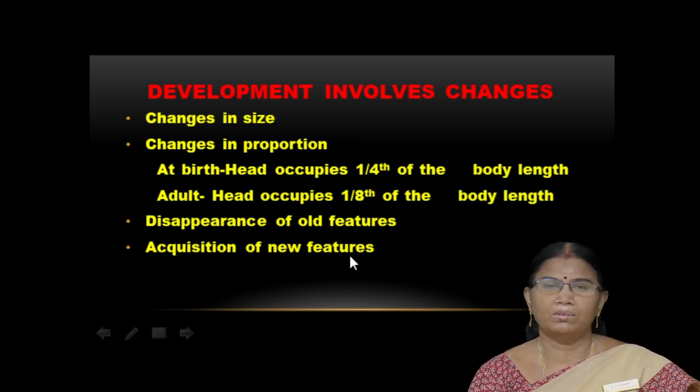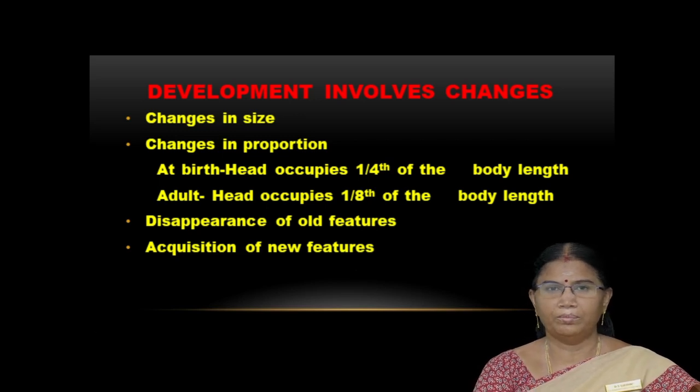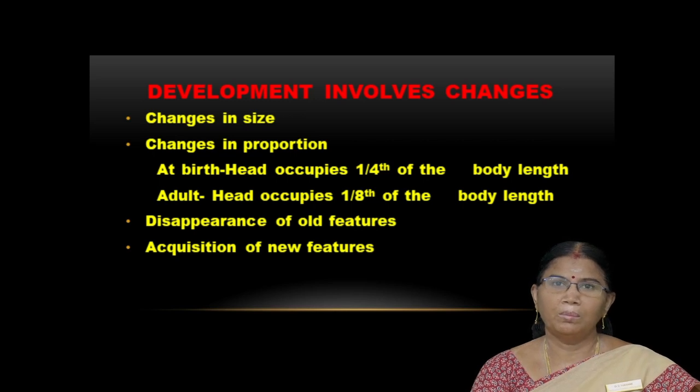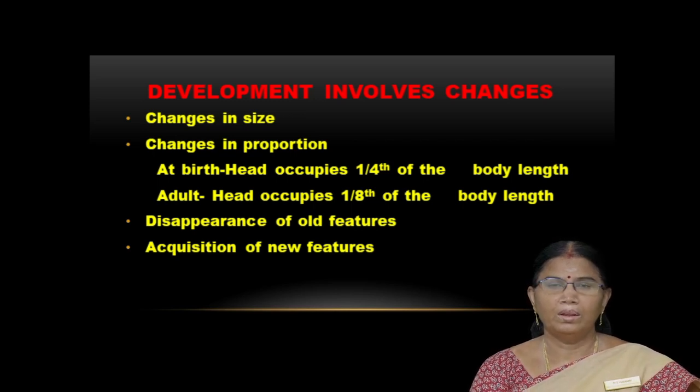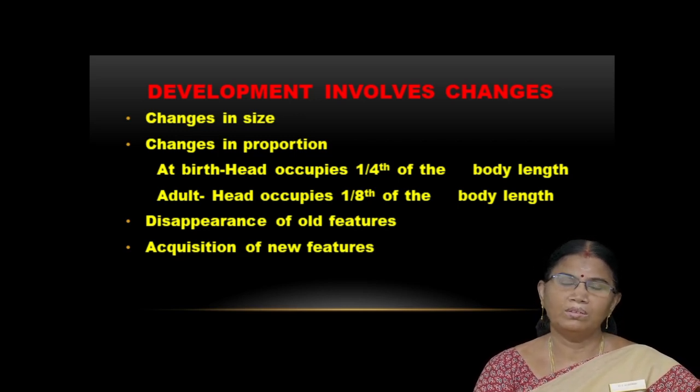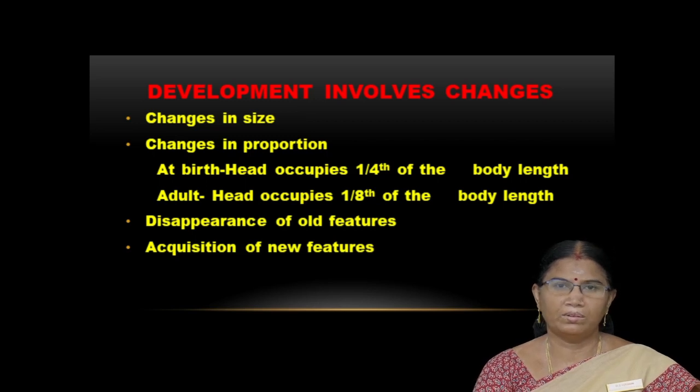Acquisition of new features. What are the new features that we may get? Permanent teeth erupt. That is acquisition of a new feature. Not only that, primary sex characteristics and secondary sex characteristics. What are they? Primary sex characteristics means, for example, development of the penis, testis, seminal ducts, then growth of uterus, vagina. All these things come under primary sex characteristics.